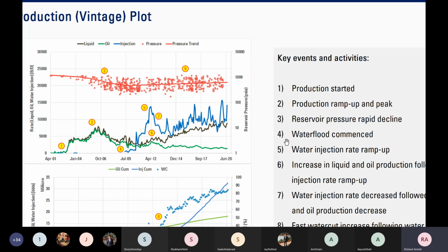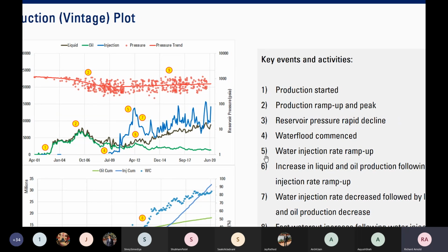And that's why at number 4, at around July or May 2009, we implement water injection or water flood. Actually, we are quite late, because the reservoir pressure has rapidly declined. But it's okay because finally we implement the water flood.